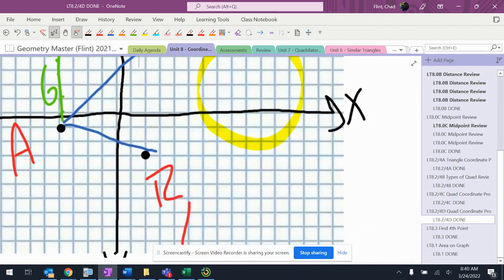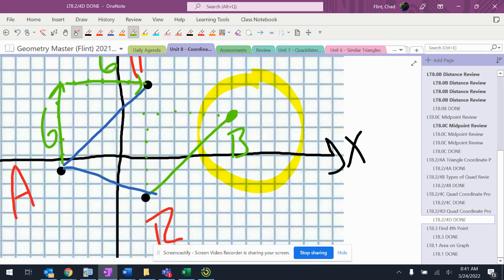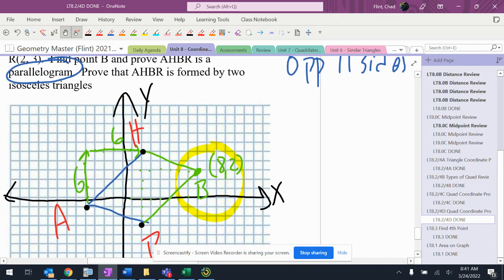Well, guess what? When I start at R, I've got to do the same thing. 6. That has to be B. All right, if I think about this, that has to be B. And if I draw in my stuff here, that looks like a parallelogram to me. 1, 2, 3, 4, 5, 6, 7, 8, 1, 2. Okay, so they got that.